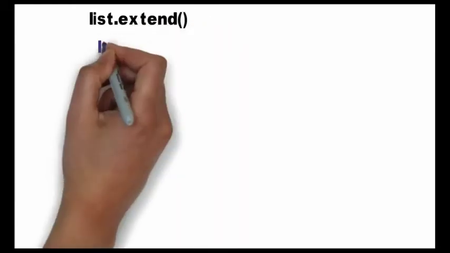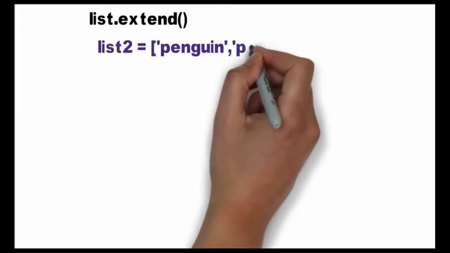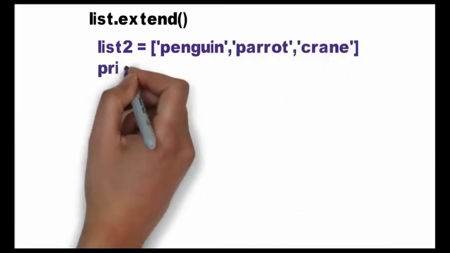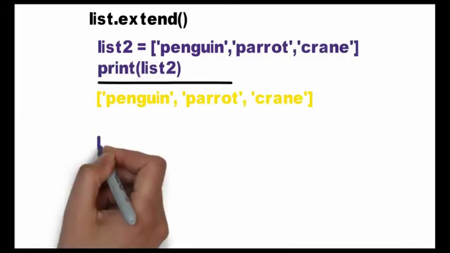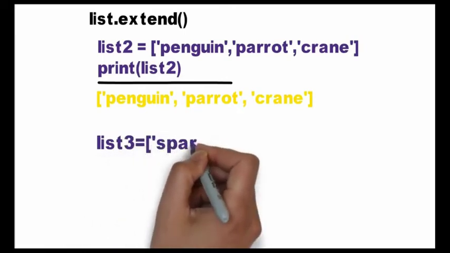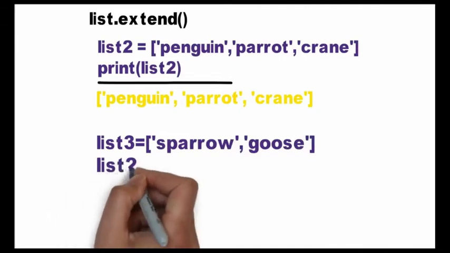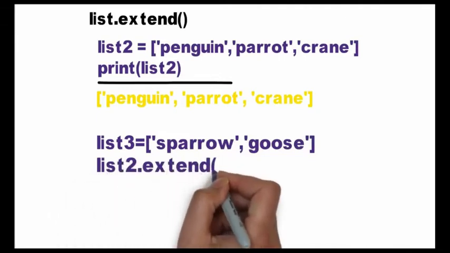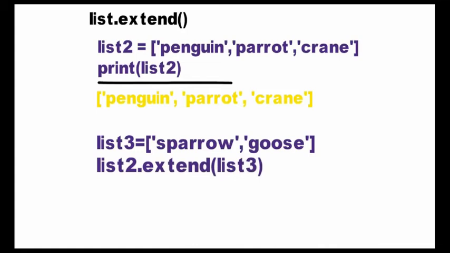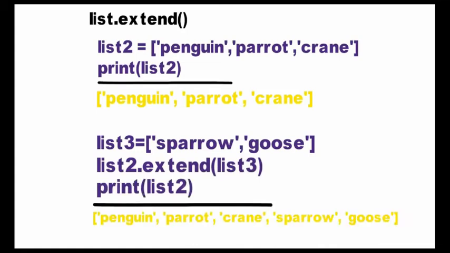The list.extend method is used to append each element of one list to another list. Let's create list2 equal to penguin, parrot and crane. Let's create another list3 equal to sparrow and goose. We shall use the list.extend method to append each element in list3 to list2. Let's print list2 and we can observe that each element of list3 is added as a separate item in list2.